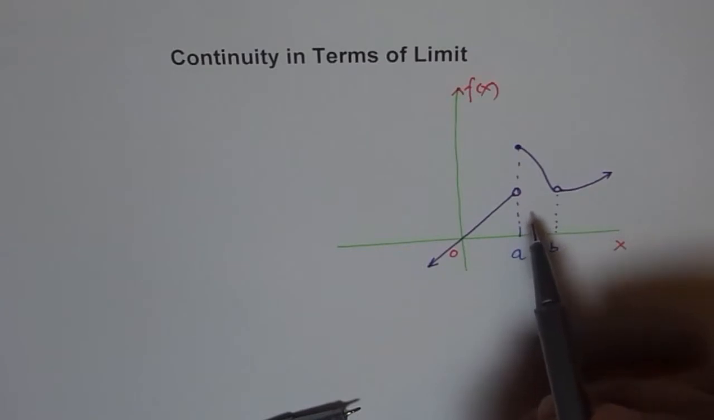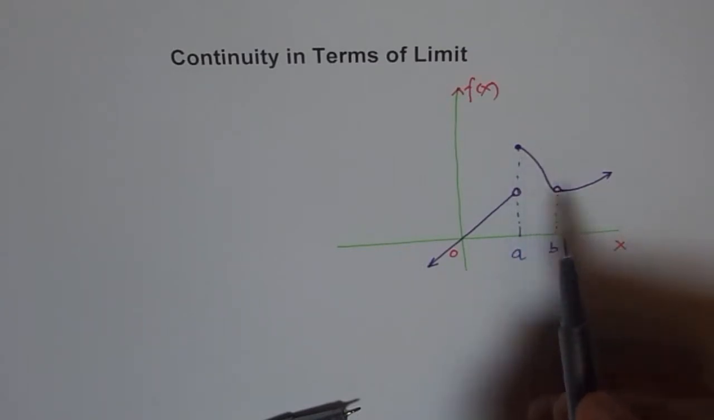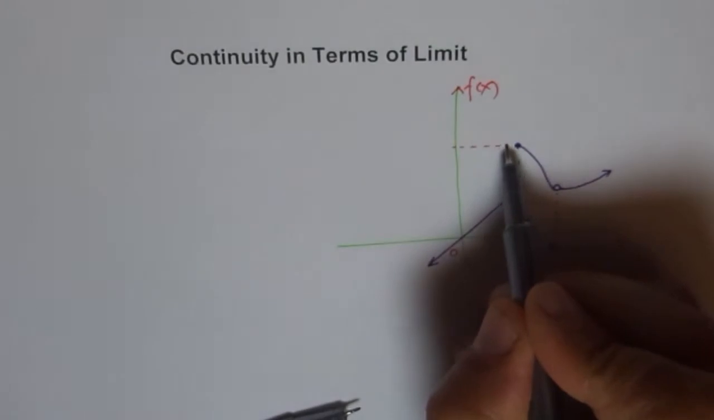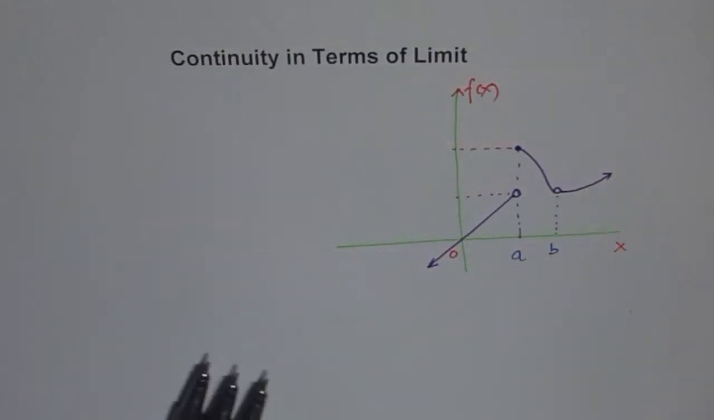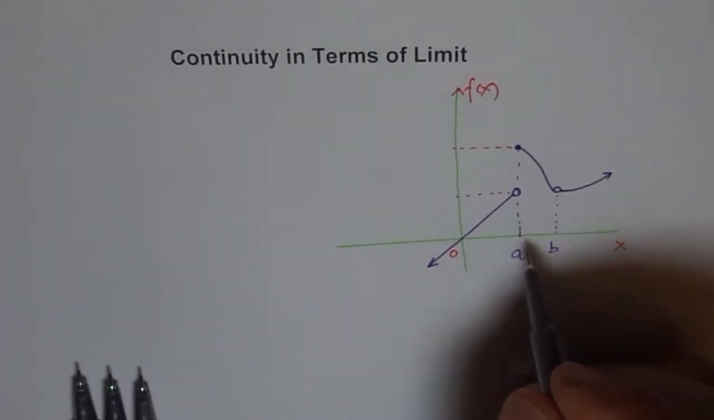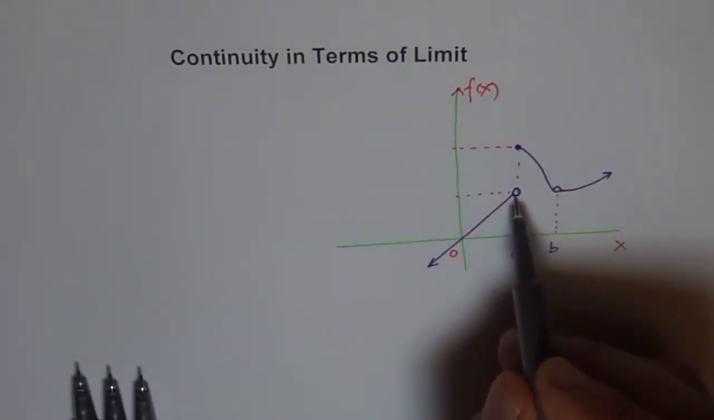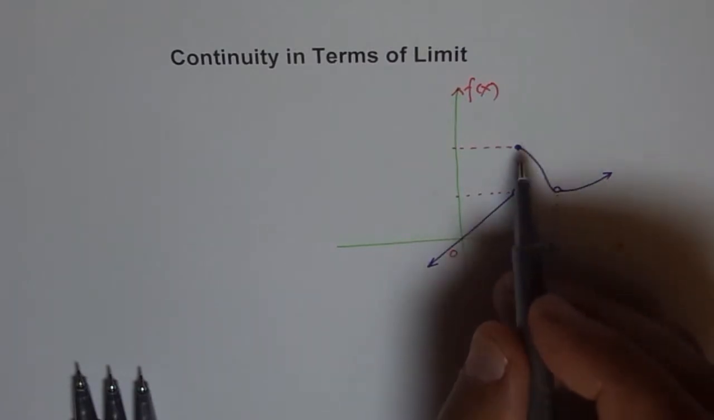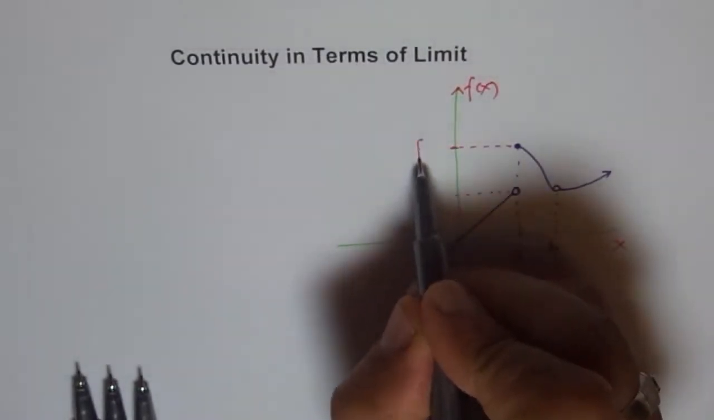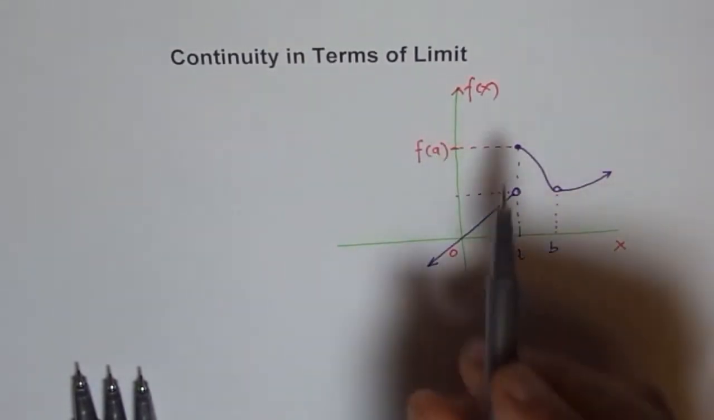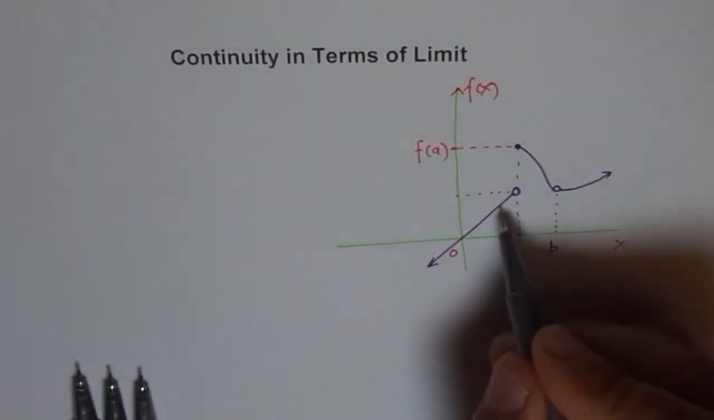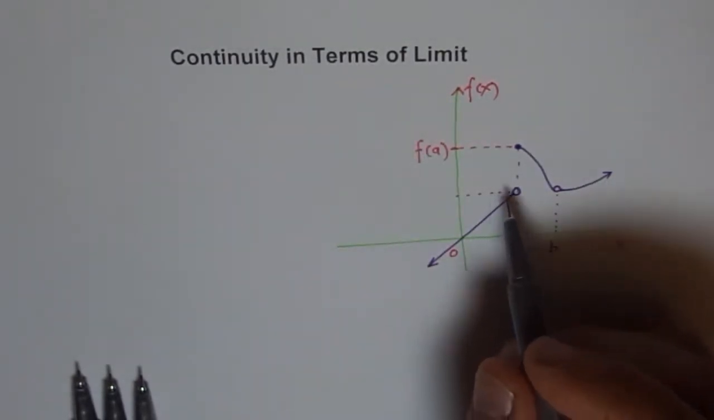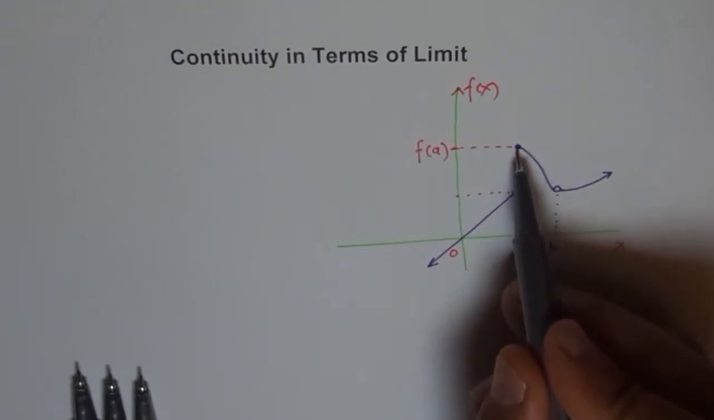Now after A, the function takes a different turn and it starts from some other value. Let's say this value here and this value here. So which value is f of A? At A, the value of the function is not this, because this is the hole. At A, the value of the function is this, and we call this f of A. That's the value of the function at A. Since there's a hole, we have to see what value it takes; this is a filled-in point. So this is where it starts.